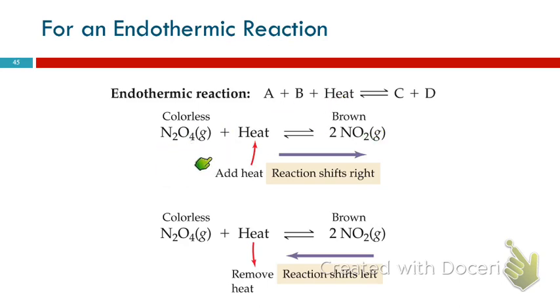This is a cool reaction. N2O4 is a colorless gas, and NO2 is a brown gas. And so you can actually cause a glass tube containing this mixture to change color by changing the temperature of it. So if we add heat, adding a reactant causes it to shift to the product side. If we remove heat, if we cool it down, it will shift to the reactant side.